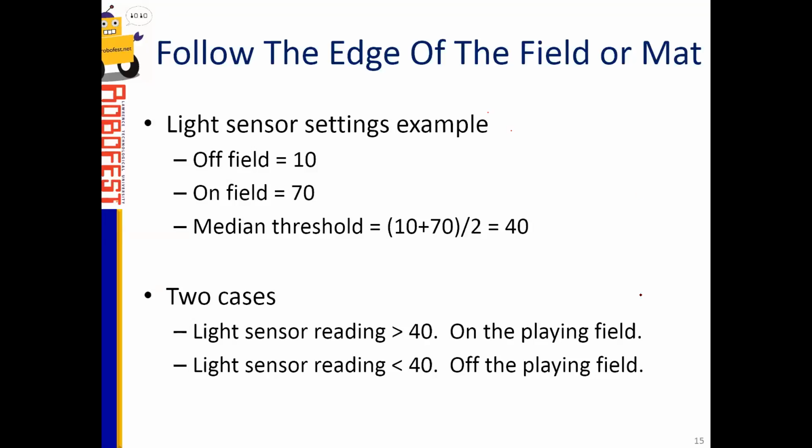All right, so our average value is 40. So we're going to use 40 as our average value. And so if anything is greater than 40, that means we're on the field. Anything that's less than 40, we're off the field. So that's how we're going to program.